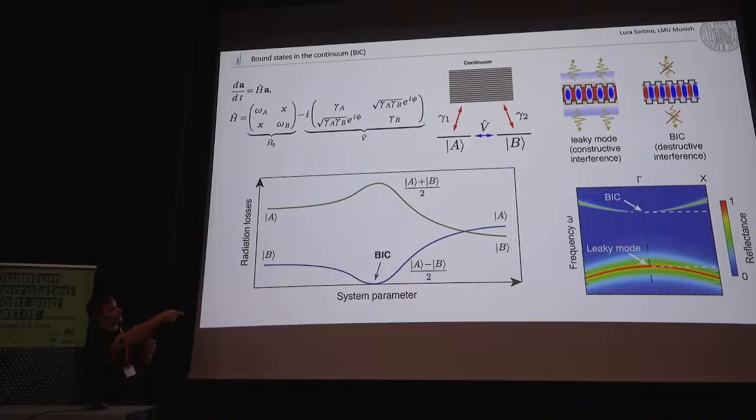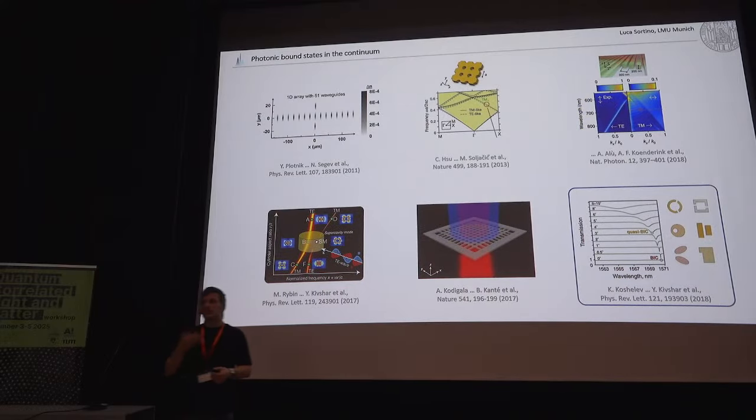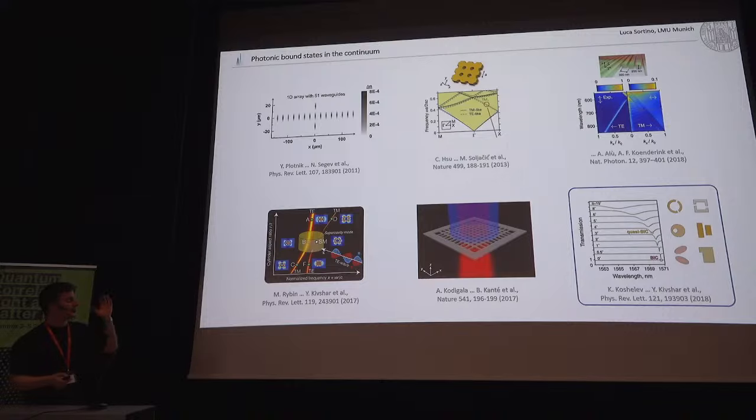And you can also think about it in these terms, so creating basically two modes, one is leaky, one is basically protected by destructive interference. And this bound state in the continuum has been shown in many systems. So it's a wave phenomenon. So it's not related to light. It's not exclusive to light. It can be in acoustics, water, and all the wave phenomena. And here you see some of the different geometries that have been shown to support these bound states in the continuum, from arrays of waveguides, one-dimensional photonic crystal, two-dimensional photonic crystal, single particle, single resonant particles.